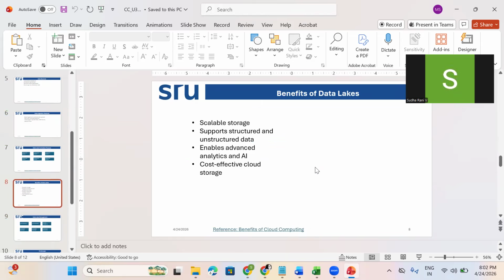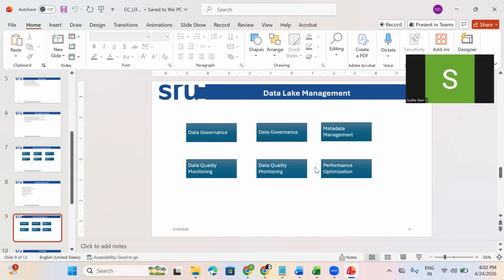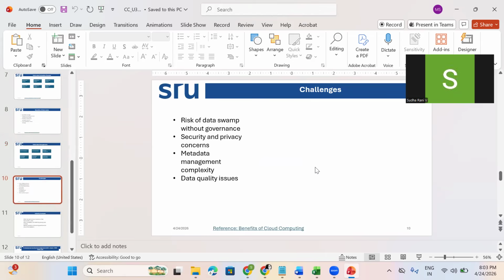Benefits of data lakes: scalable storage, supports structured and unstructured data, enables advanced analytics and AI, cost-effective cloud storage. We can see the data lake management, where we have data governance, metadata management, data quality monitoring, and performance optimization. Challenges: risk of data swamp without governance, security and privacy concerns, metadata management complexity, data quality issues.